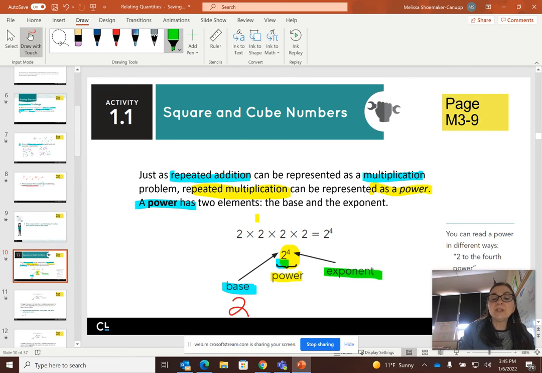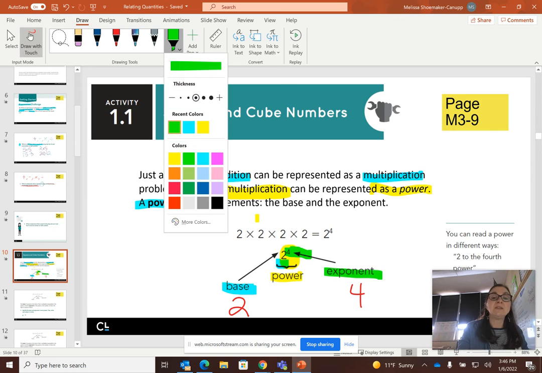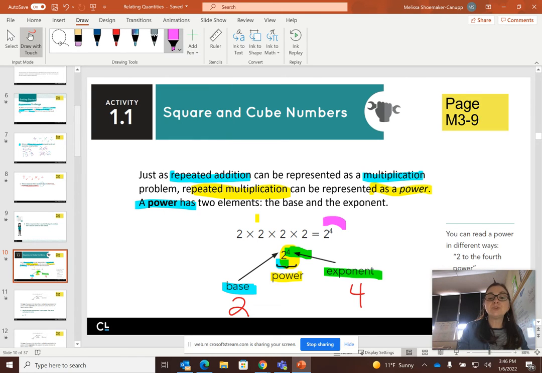The exponent is the little baby 4 up there. I call it baby because if you can tell, it's smaller than the 2 and it's up. Okay, it's up a little bit higher. You're going to have to be able to identify these, okay, and you have to know what it means. I want you to notice in this example that 2 to the 4th power has 1, 2, 3, 4 2's multiplied by each other every single time.